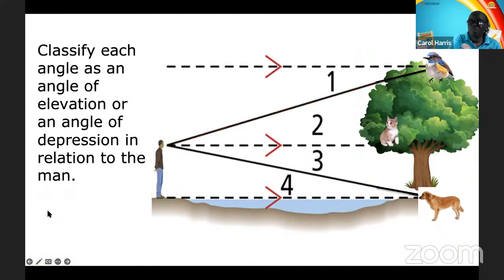Elevation. So bird to man, I see Deshaun saying that bird to man is angle of depression, man to bird is angle of elevation. Did you say elevation a while ago? Was that Abriana? Yes, miss. Okay, so Abriana is saying that it is an angle of elevation.